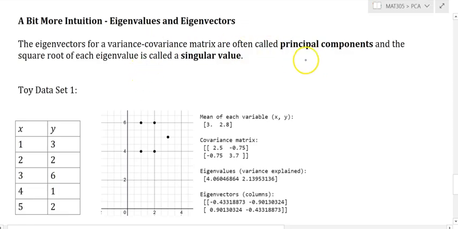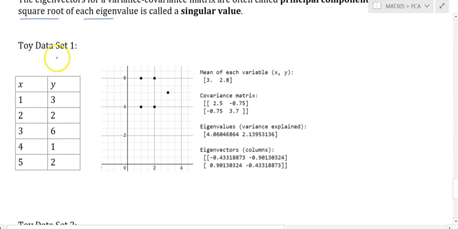So, by the way, the eigenvectors that we're referring to come from the variance-covariance matrix, not the original data matrix. Remember, we center the data about the origin by subtracting away the mean, and then once it's been recentered around the origin, we find the eigenvalues and eigenvectors of the covariance matrix of that data. The square roots of each eigenvalue are sometimes referred to as singular values, and this is tied to something called singular value decomposition. But I digress.